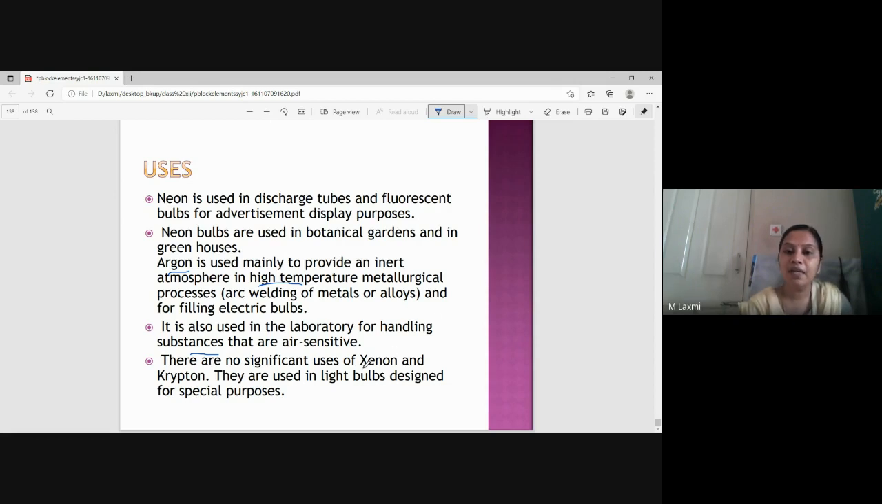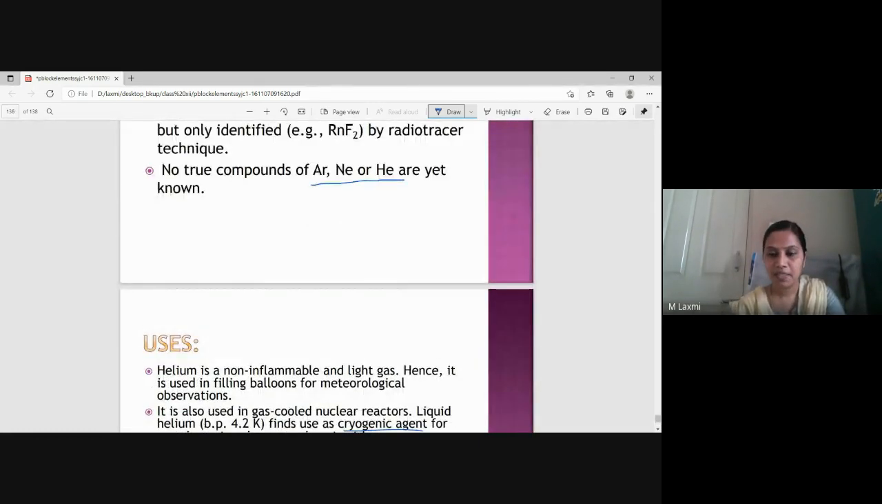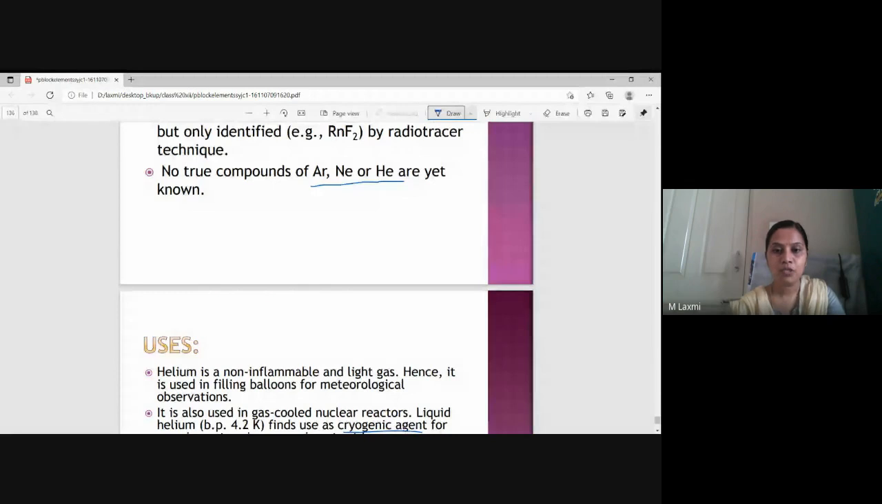Not significant use for xenon and krypton. They are used for light bulbs which are designed for special purposes. So this is all about the uses of noble gases. Is it fine, children? So about noble gases, what important points you have to remember? High ionization enthalpy, more electropositive elements. They are inert, but still few compounds are discovered. No true compounds from argon, neon, and helium. Not much uses from the last two.